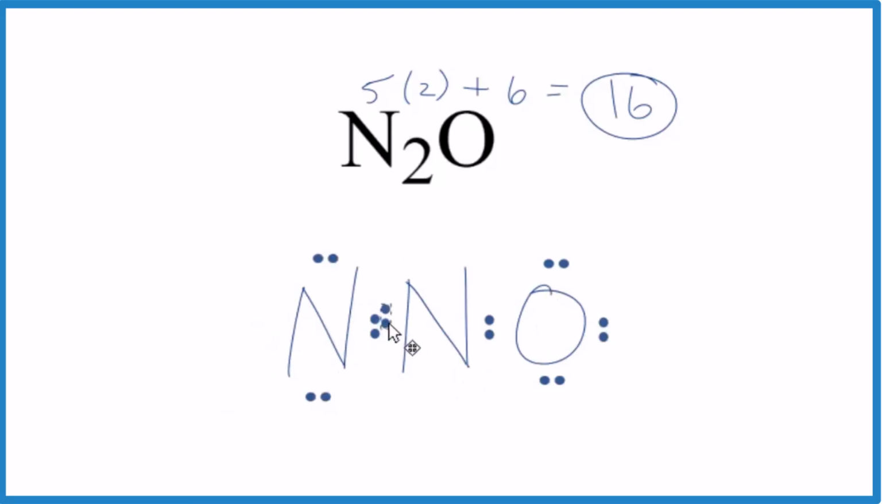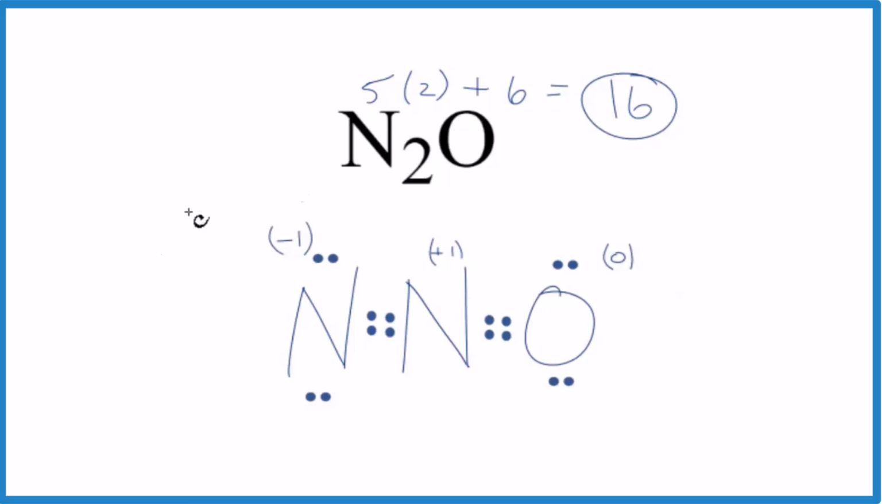So we can move 2 here. That gets us closer. We still have an octet here. We have 6. Let's move 2 here. And at this point, we have a valid Lewis structure. If we calculate the formal charges for each atom, this is what we get. So this is pretty good. We'd rather have everything 0, but this is close.